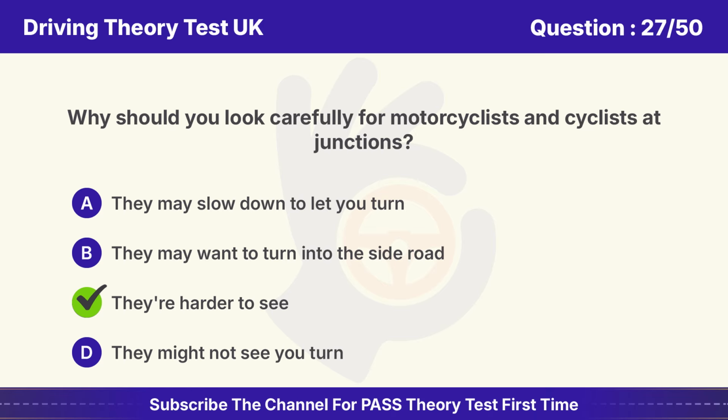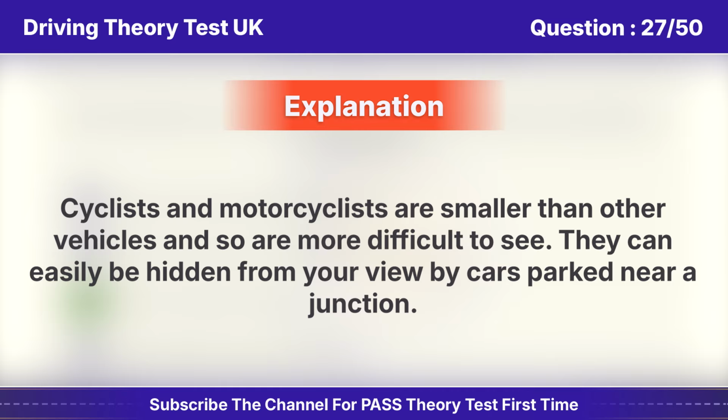Answer is C. They're harder to see. Cyclists and motorcyclists are smaller than other vehicles and so are more difficult to see. They can easily be hidden from your view by cars parked near a junction.